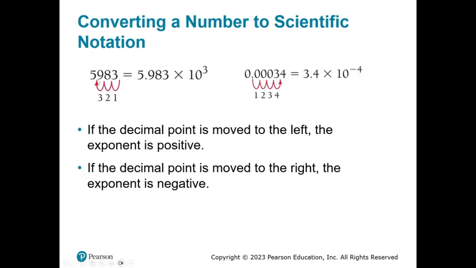So if we have 5,983, we can move this decimal place over 3 times. Since we make 5,983 smaller to 5.983, we're going to make the exponent term larger.